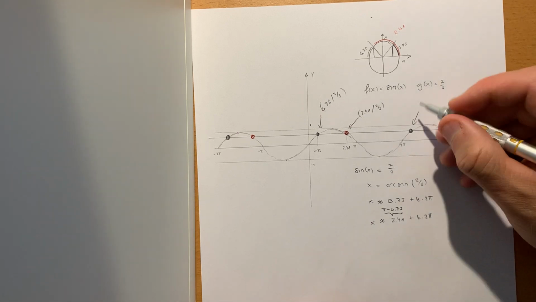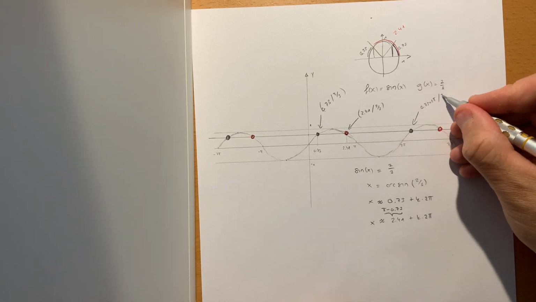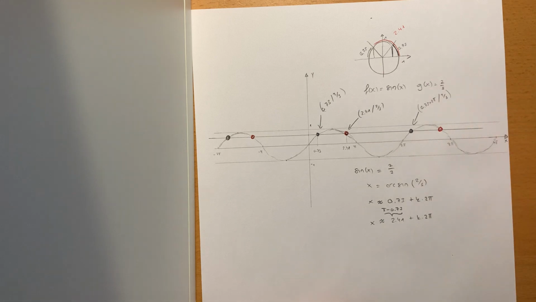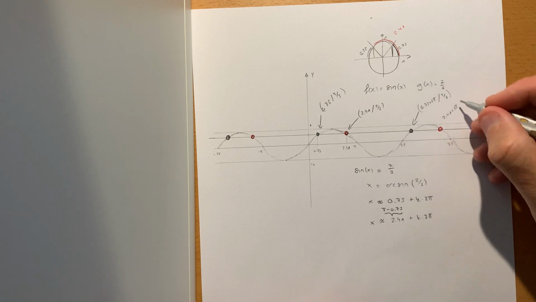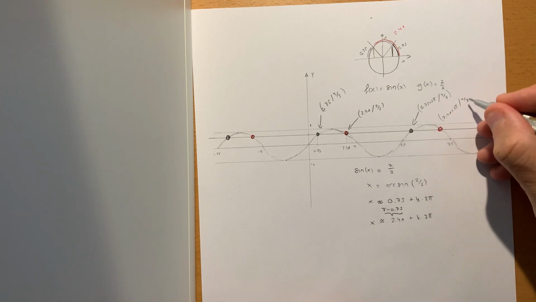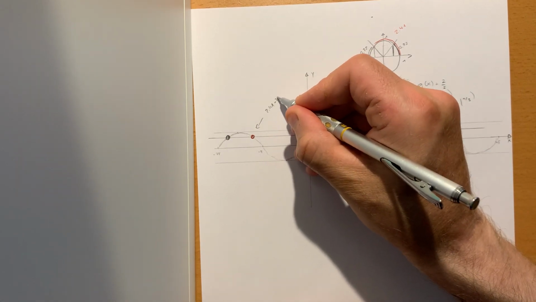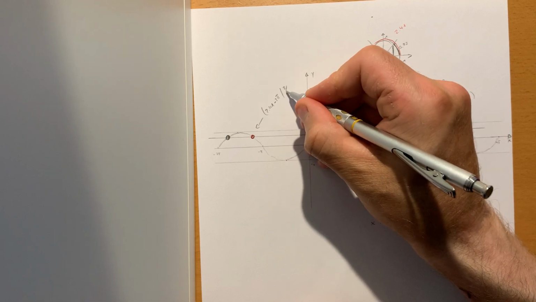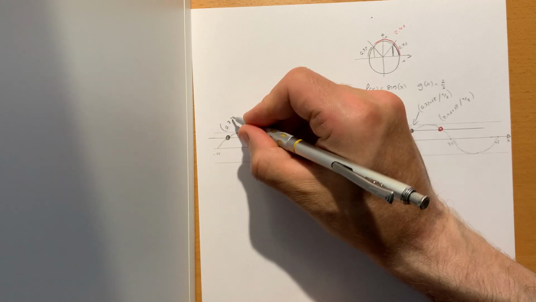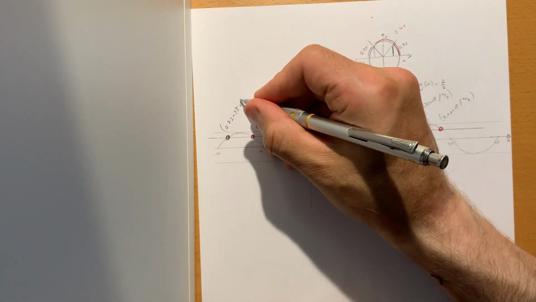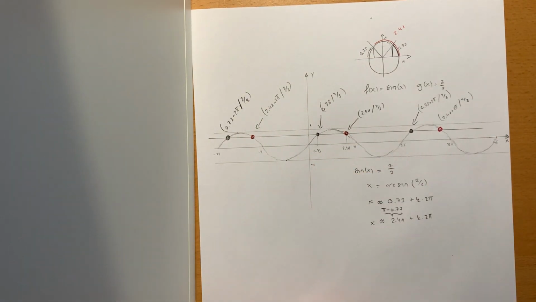This one would be 0.73 plus 2 pi, well, you could work it out, and 2/3. This one would be 2.41 plus 2 pi and 2/3. This one would be 2.41 minus 2 pi and 2/3. And this one would be 0.73 minus 2 pi, and 2/3. These are all the points of intersection.